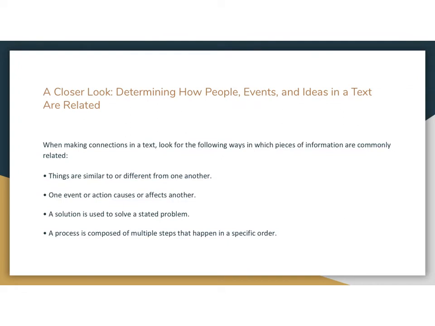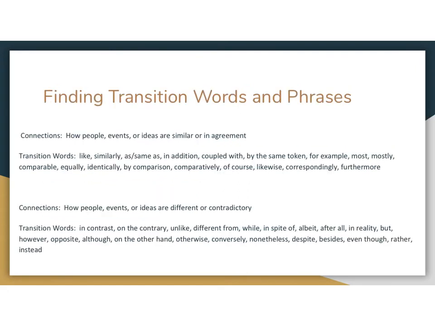So they're either going to be similar or they're going to be different. That's how they're related or not related. An event or action is going to cause or affect another one. A solution is used to solve a problem, or a process is composed of multiple steps that happen in a specific order. Okay, so this is kind of that chart from earlier in one of the slides.